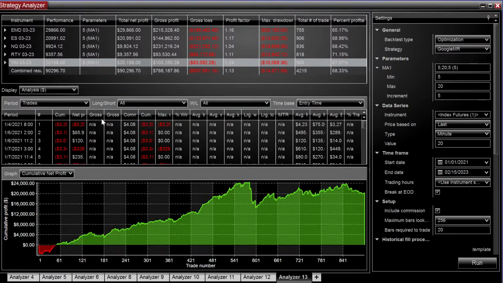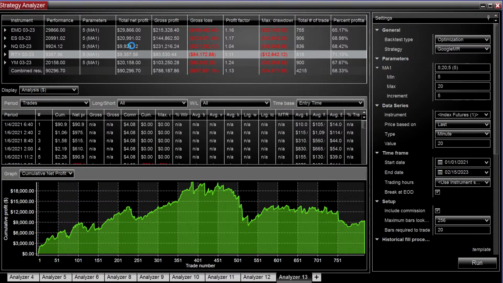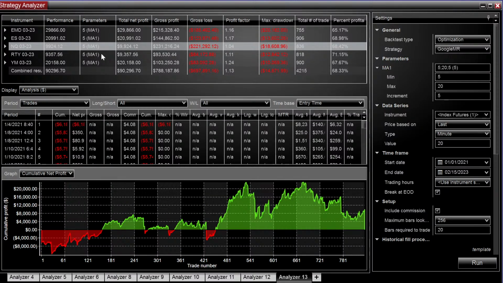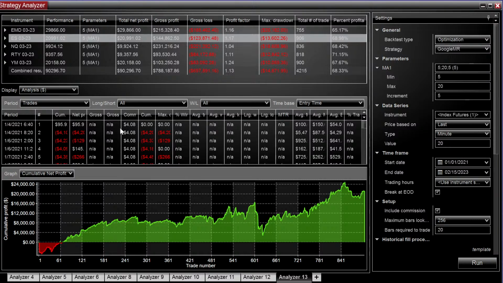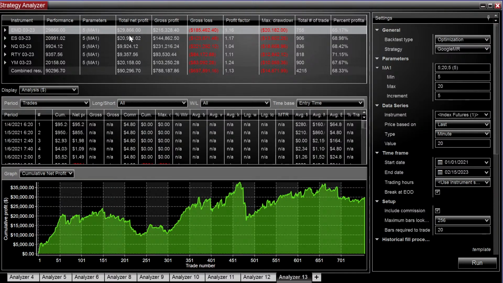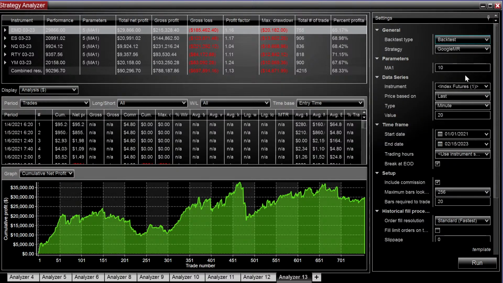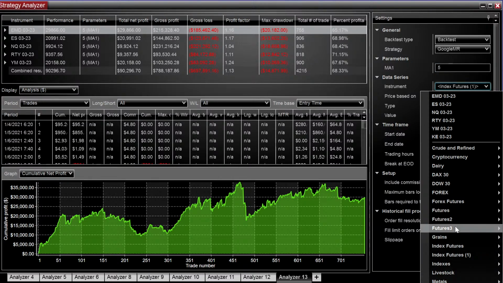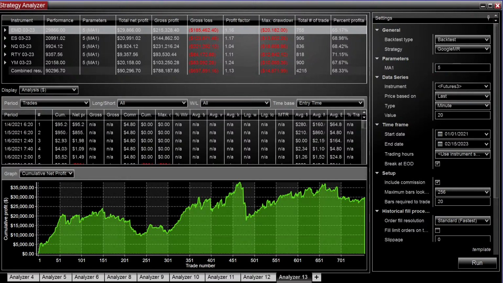Let's look at those equity curves. Pretty stable on YM. RTY, so-so, NQ, terrible. EMD. So this is with it on 5 on the 20-minute. Let's just test across the larger baskets. See what it looks like.